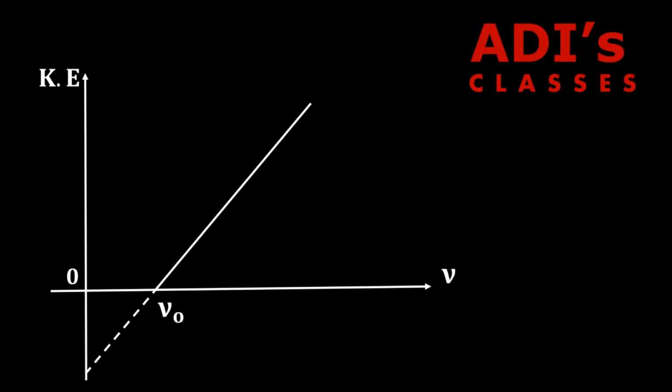So, this explains why the frequency of the incident photon should be greater than the threshold frequency. Understood? Now, when we draw the graph, this is how it looks. See the negative intercept what we have. This part is a negative kinetic energy, which doesn't exist.